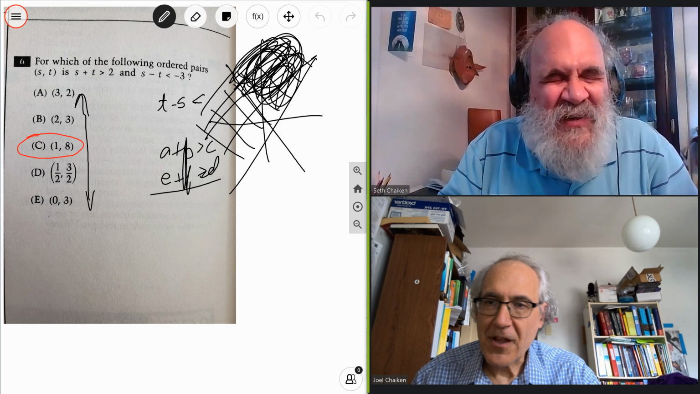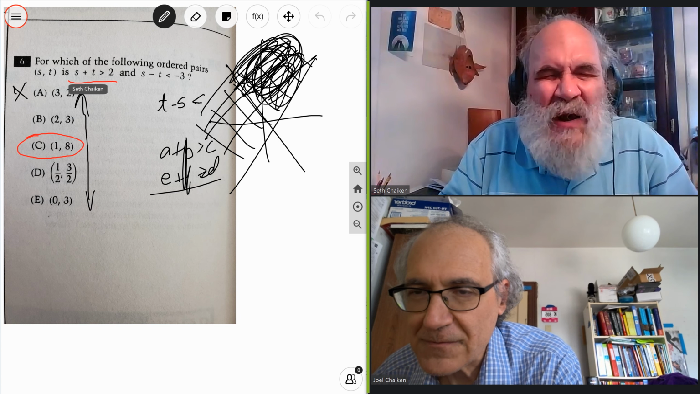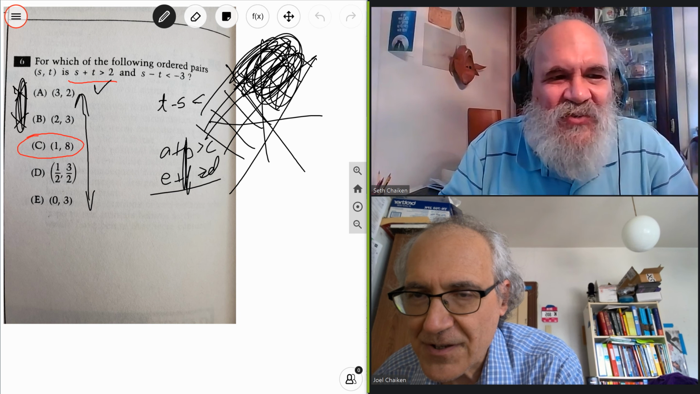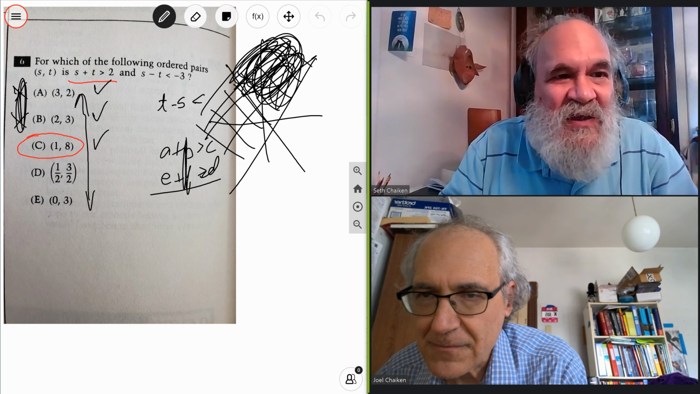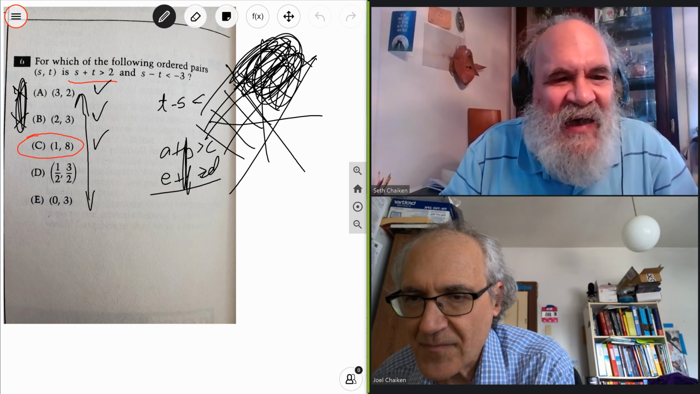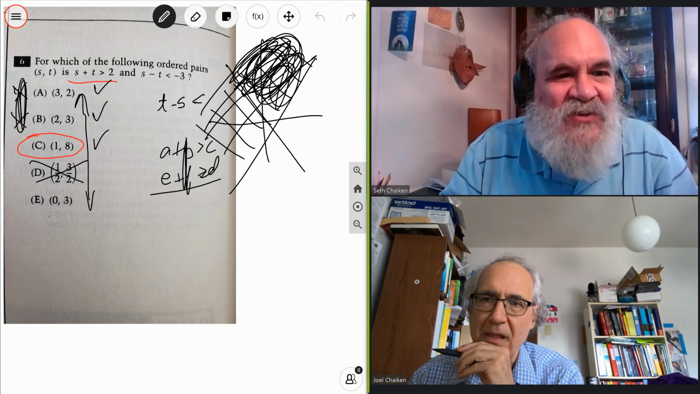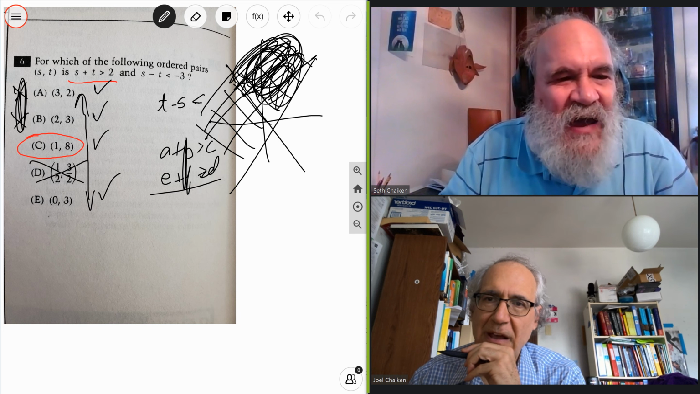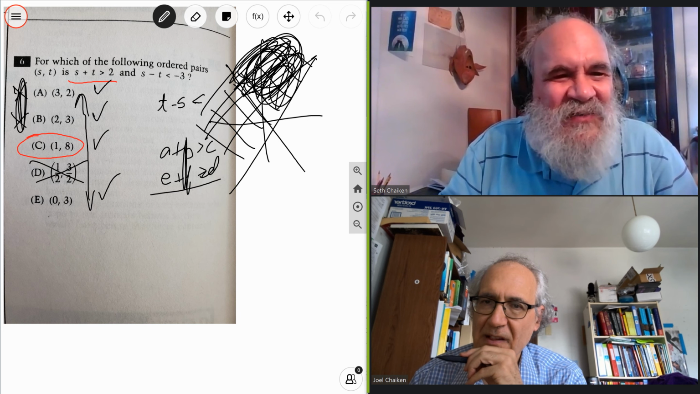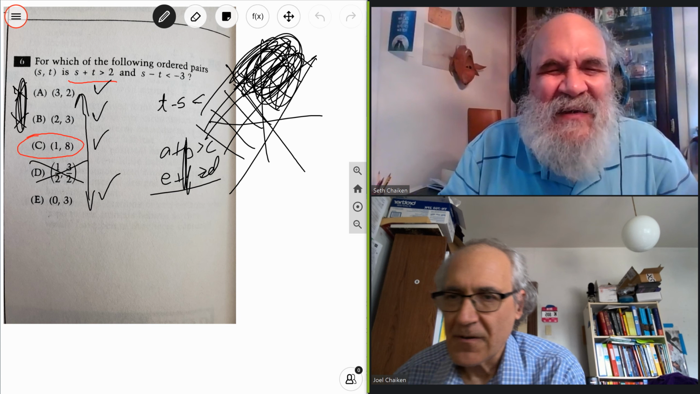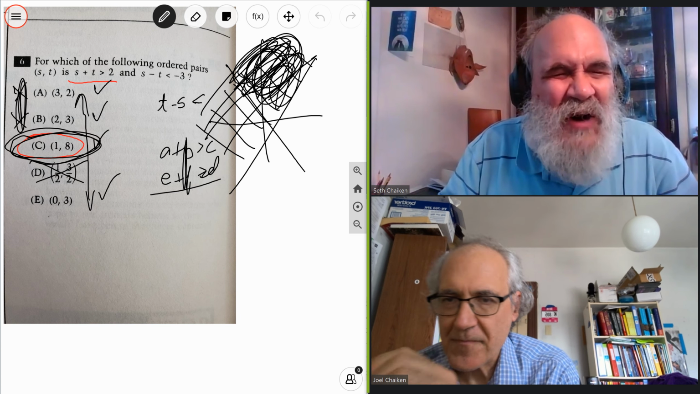You look at it. The first condition is that the two numbers added together are greater than 2. Wait. This is correct. So A is a possibility, B is a possibility, C is a possibility. 3/2 plus a half equals 2, not greater than 2, and clearly 3 is greater than 2. So now among these, you just have to find a pair in which, when you subtract the second number, you get a very, very negative value. And this is the obvious one.